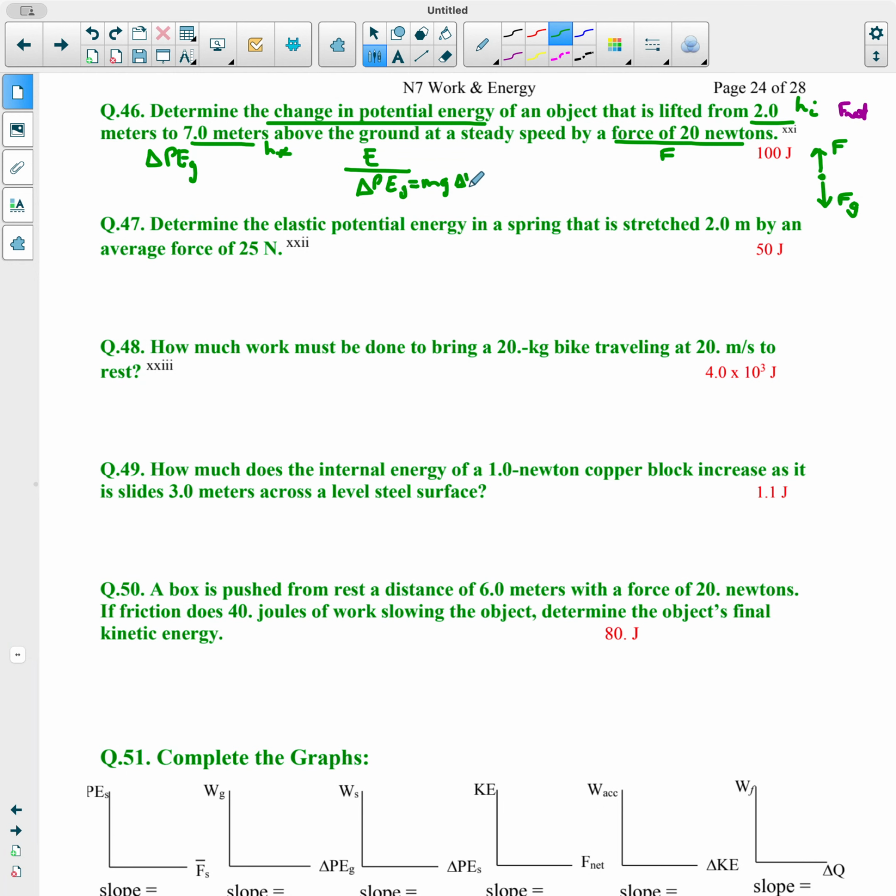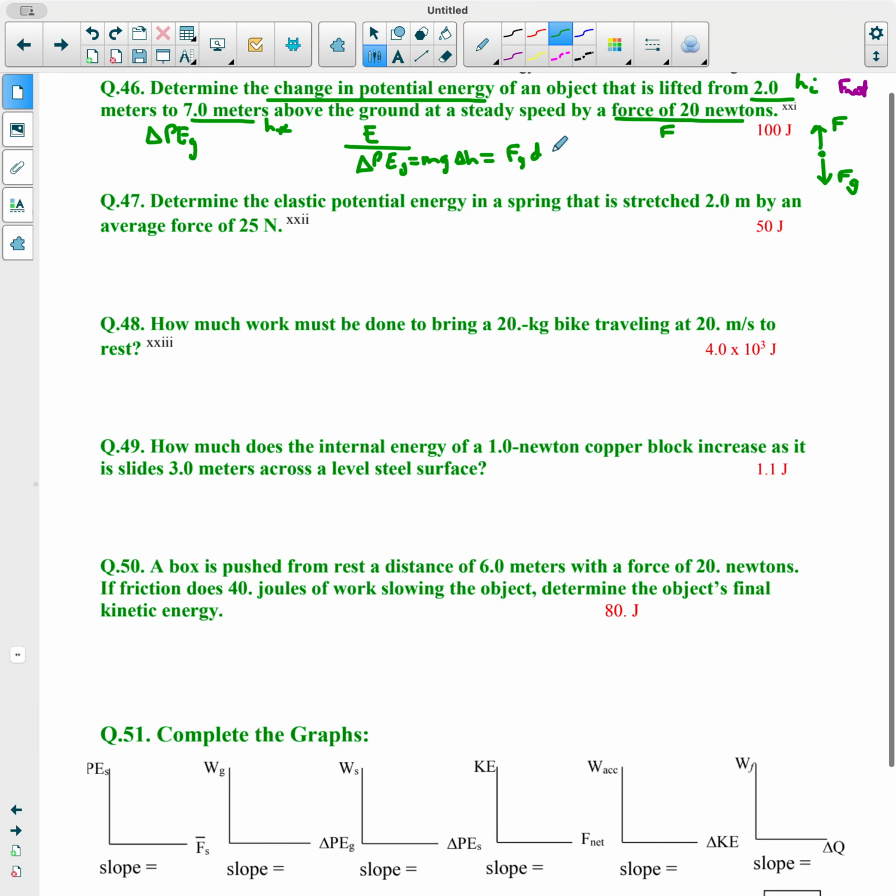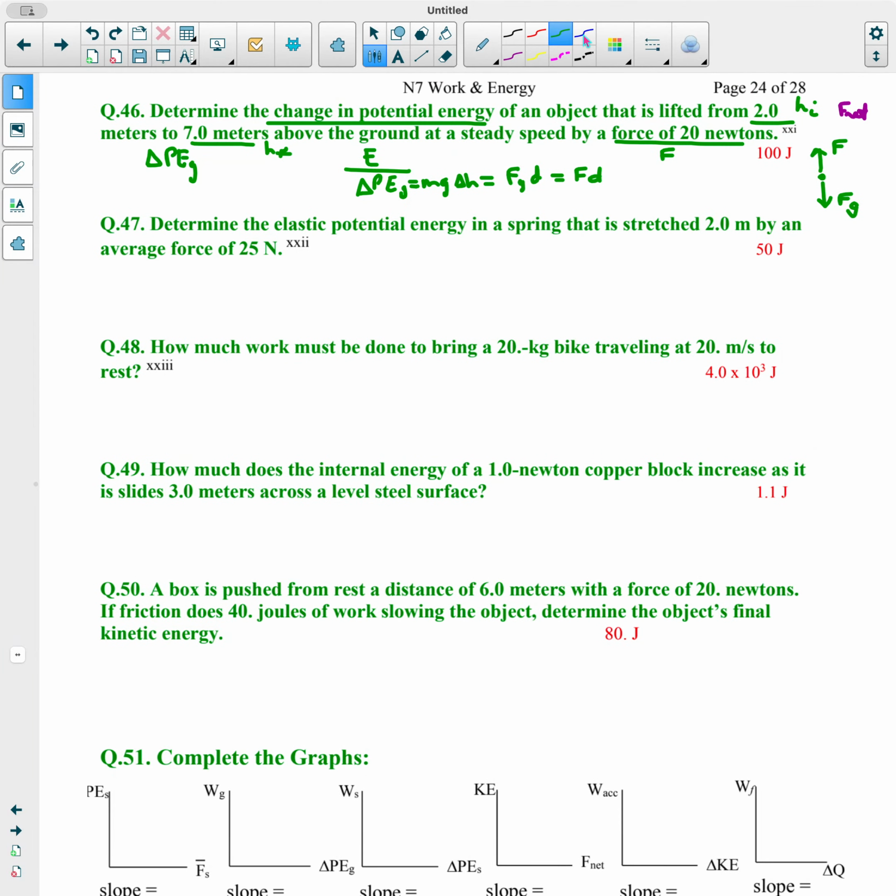But now what you're also allowed to know is that this is going to be work, which is going to be FGD. Or, since FG and F match each other, it's going to be FD. Technically speaking, for those who care, you don't have to worry about this at this point. This would actually be negative FGD because the displacement is upward. And so it's a cosine 180. But anyway, there it is.